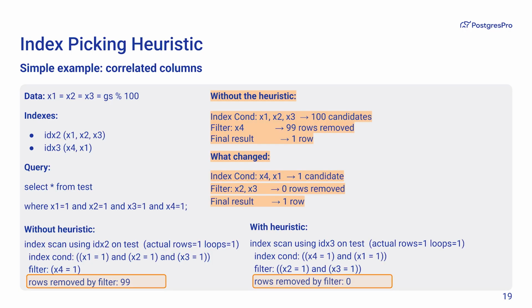Now we can look at the same query with the heuristic enabled. The selected index is different. It uses the fourth and the first column. This is important because the fourth is just equal to 1, and it is much more selective, specifically in this data. After the index scan, we already have only 1 candidate row, and the remaining predicates are still checked in the filter, but the filter has almost no work to do. So this is the main idea: if 2 paths look similar by cost, prefer the one that reduces the number of rows reaching the filter.